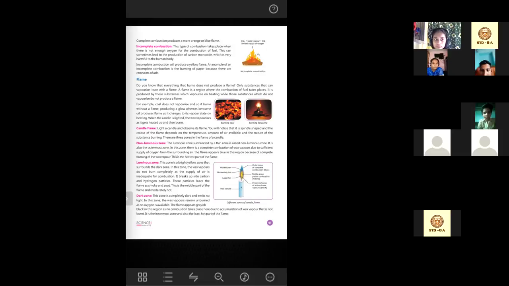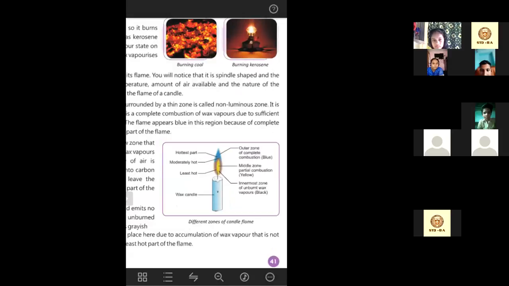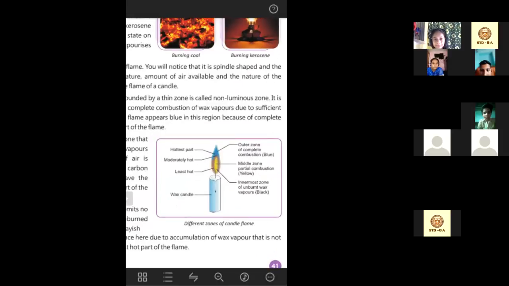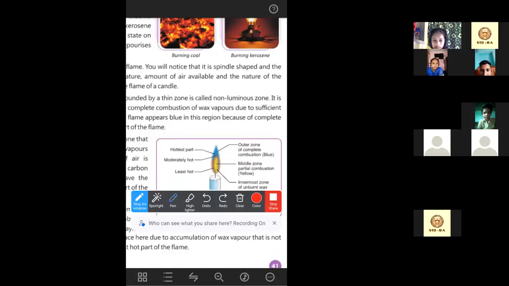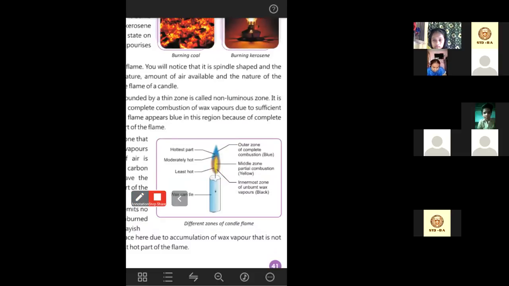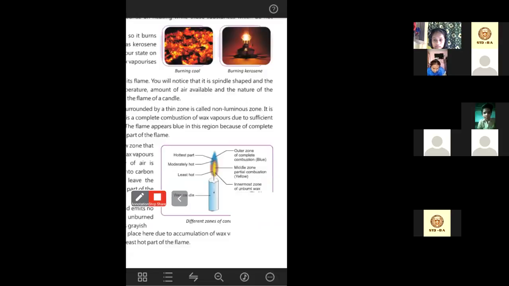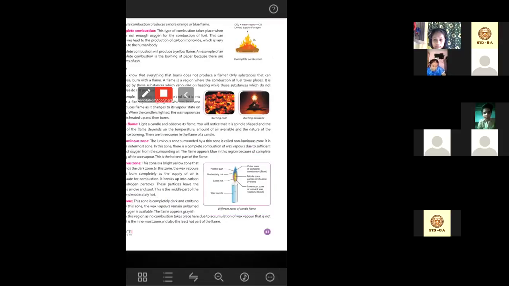So whenever you blow off the candle, or if you blow off the oil lamp, you will see that the cotton we use, or even the candle wick, has turned black completely. Why? Because this is the part where incomplete combustion takes place. So there, oxygen cannot reach.